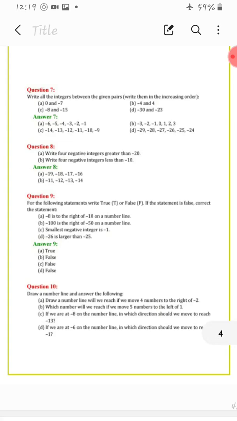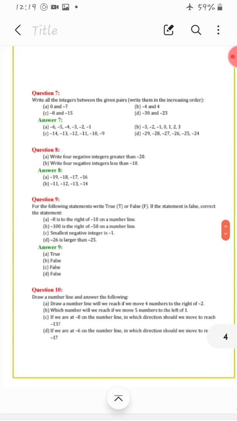Then 7D, minus 30 and minus 23. Same way, left hand side, since we have to write in increasing order, starting from minus 29. Minus 29, minus 28, minus 27, minus 26, minus 25, minus 24. Okay, very easy one. Now let's proceed to question number 8.